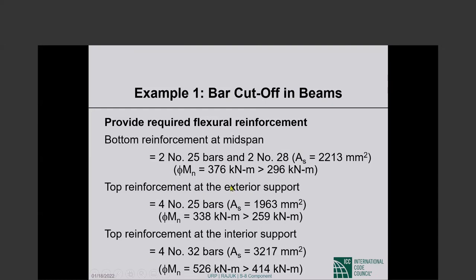Top reinforcement at the exterior support, we have a moment of 259 kilonewton meters. We used 4 number 25 that gave us design moment strength of 338, which is obviously in excess of 259.